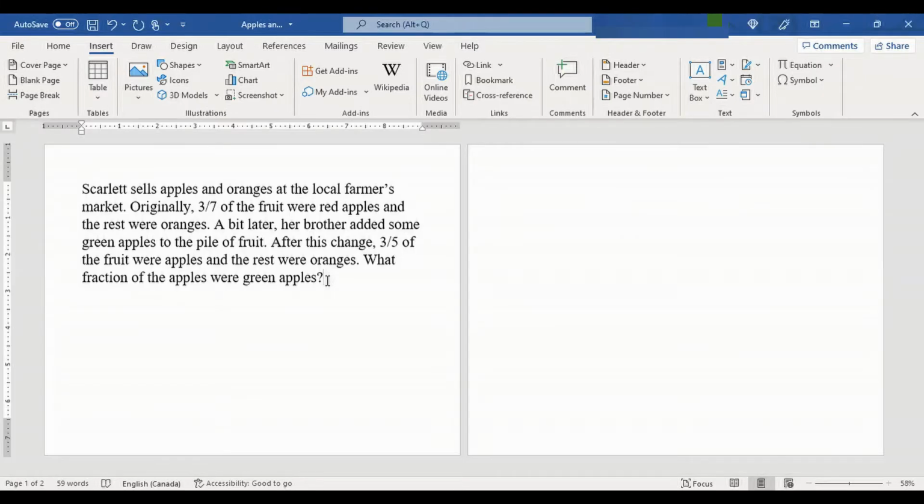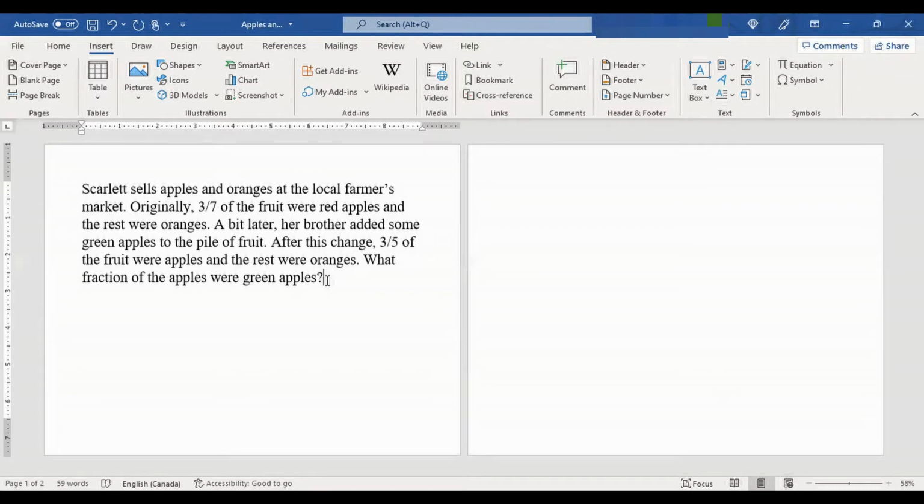Okay, so this problem says Scarlett sells apples and oranges at the local farmer's market. Originally, 3/7 of the fruit were red apples and the rest were oranges. A bit later, her brother added some green apples to the pile of fruit. After this change, 3/5 of the fruit were apples and the rest were oranges. What fraction of the apples were green apples?